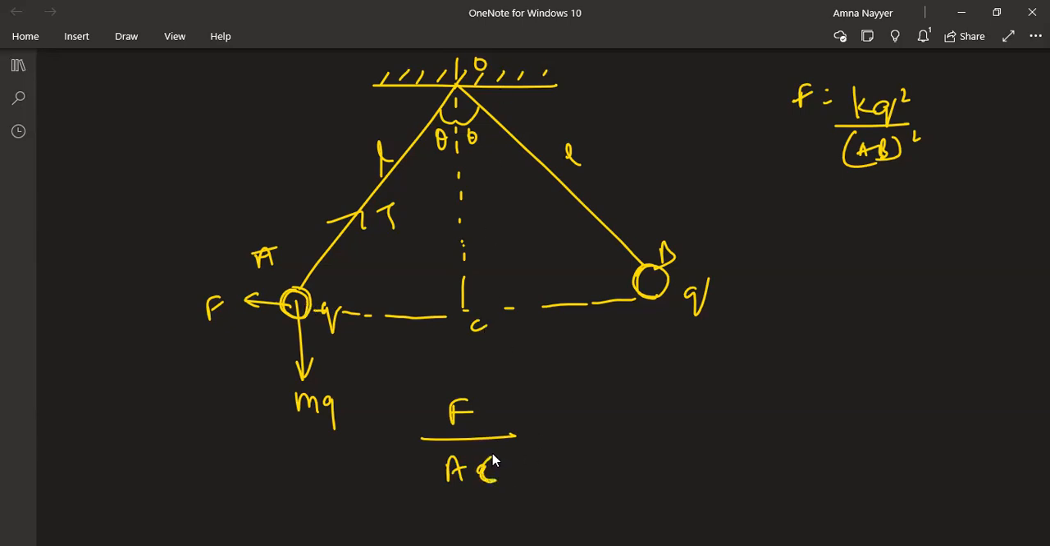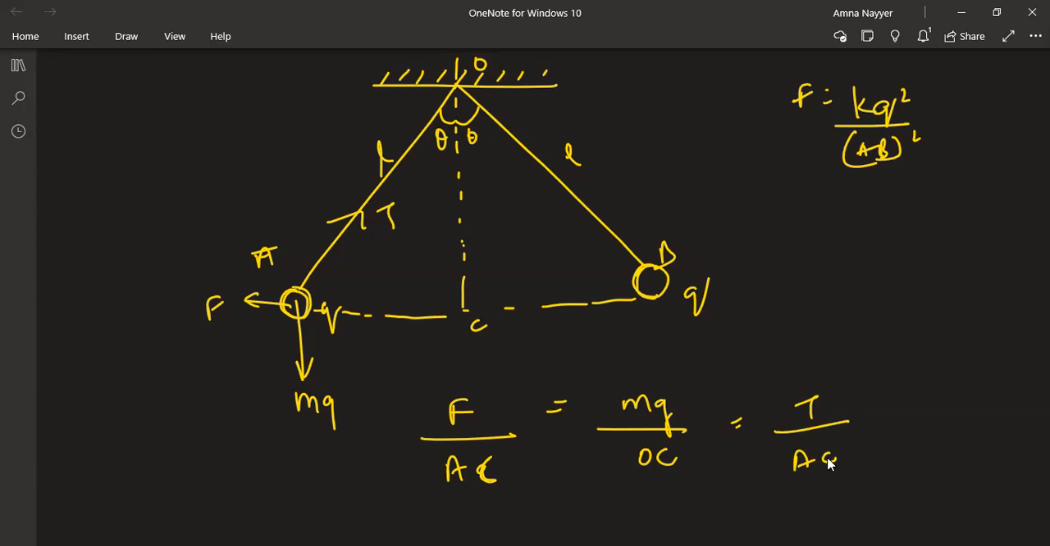So force by AC is equal to mg, which is the vertical line in this triangle, OC. So that becomes mg by OC. Tension is along AC, so tension by AC. This is how you represent and write the forces.